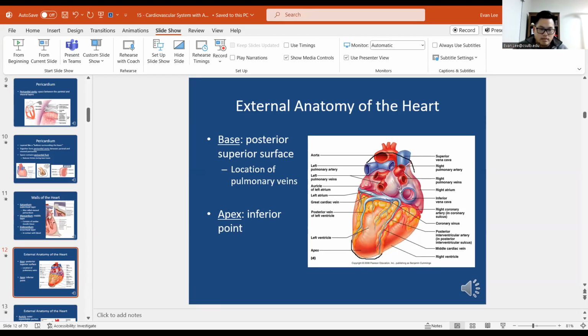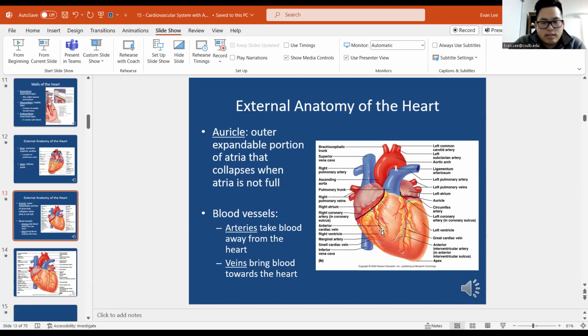So believe it or not, you don't have the heart just sitting with the point pointed down. It's actually slightly pointed this way. And then there's a flat region right here, which is called the base. So this flat region right here is the base. And then the point, the apex, is pointed to the left. So the apex is down here, and the base is this whole area, the flat region of the heart, which it rests on when it sits inside of the thorax.